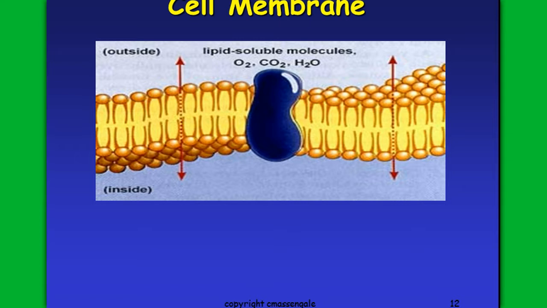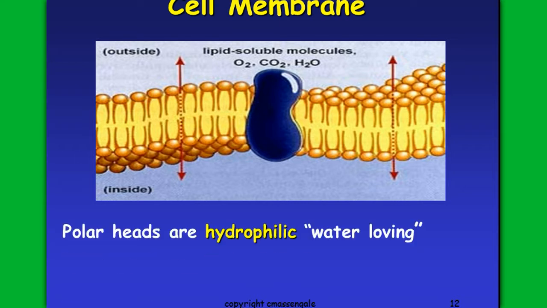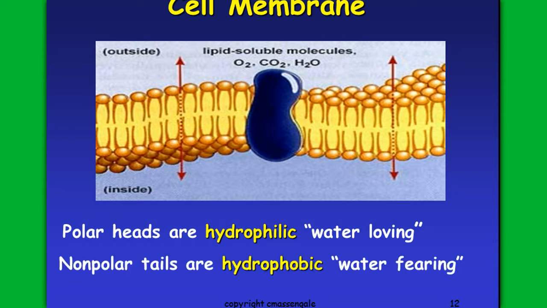Well, remember how I said there was the polar head and the non-polar tail? The polar head is hydrophilic, or water-loving, so it's going to face anywhere there's water, which is going to be towards the environment, or towards the inside of the cell. We learned how important water is for helping chemical reactions to occur, so that's why it's on the inside of the cell. The nonpolar tails are hydrophobic, or water-fearing, so they are repelled by water, which is why the tails face inward towards each other, so that they don't come in contact with the water at all.